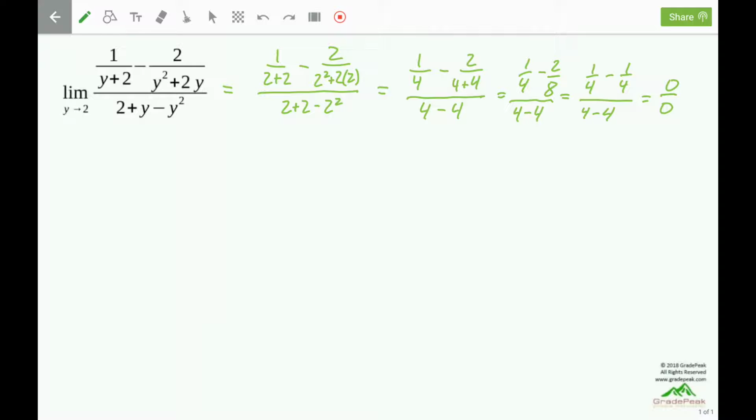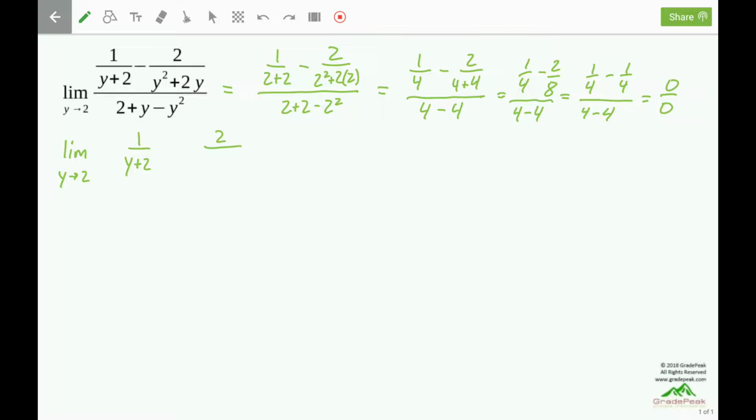We have the 0 over 0 indeterminate form. We have to rework this because we have fractions in the numerator. We're going to rework by a common denominator. So the first thing we need to do is figure out what the common denominator is. One option you always have available for the common denominator is to just multiply both denominators together. That's always a safe bet.